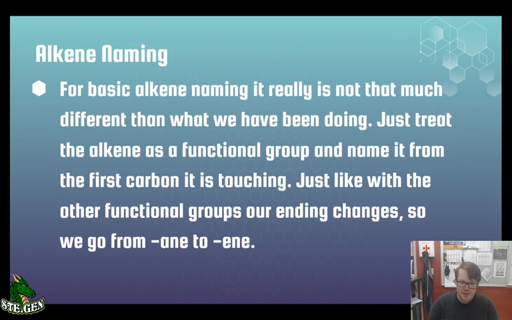For basic alkene naming, it's really not much different than what we've been doing. You treat the alkene as a functional group, and you name it from the first carbon that it's touching. Just like with the other functional groups, our ending changes, though. So instead of it being an ane, so if it was pentane, it'll now be pentene. But you also have to include a number as to where that double bond is.